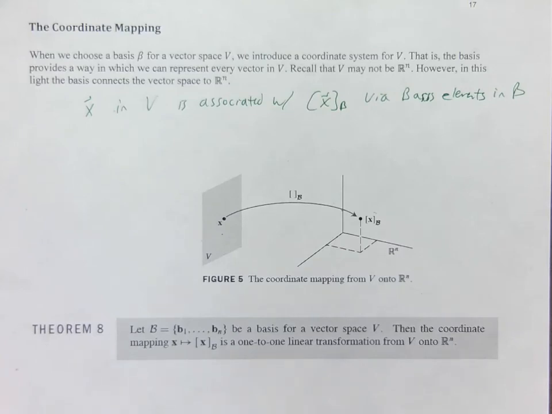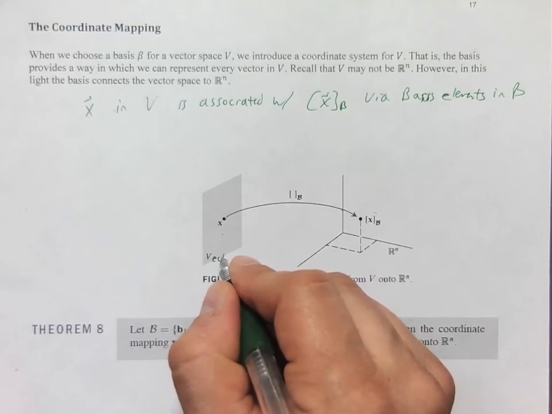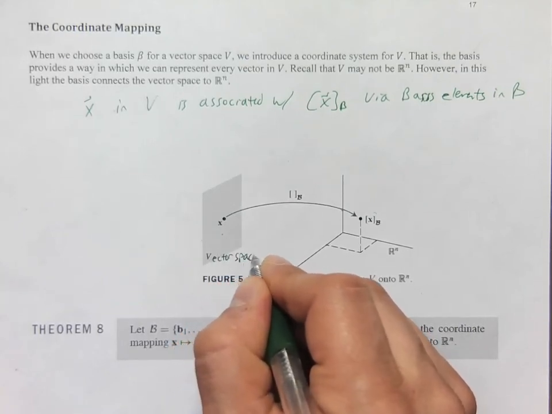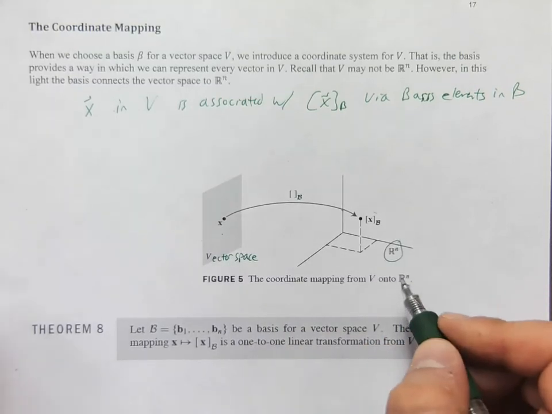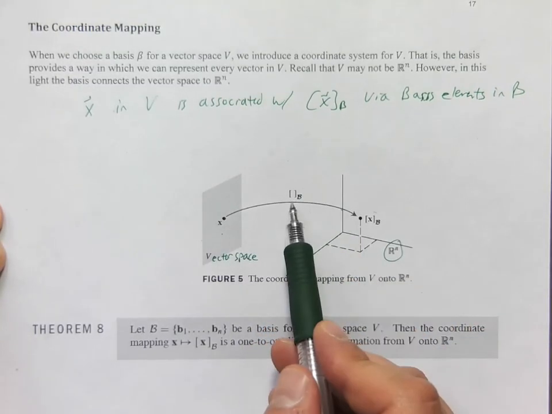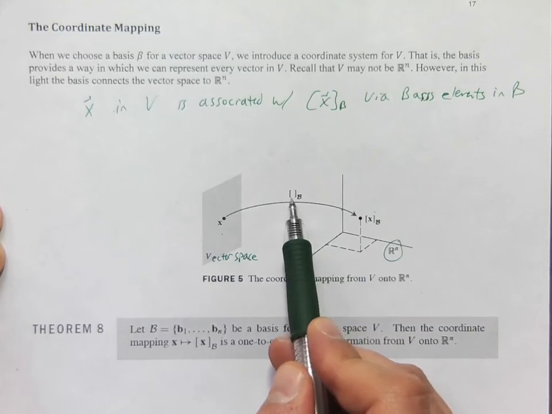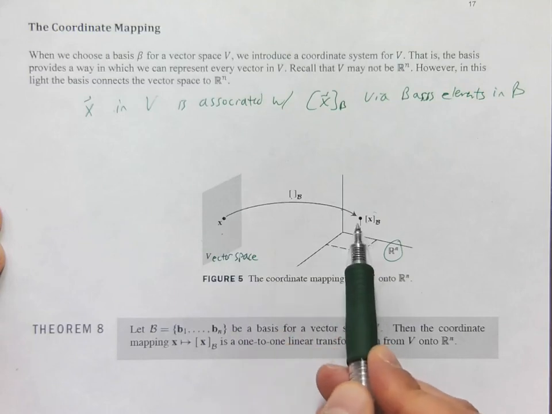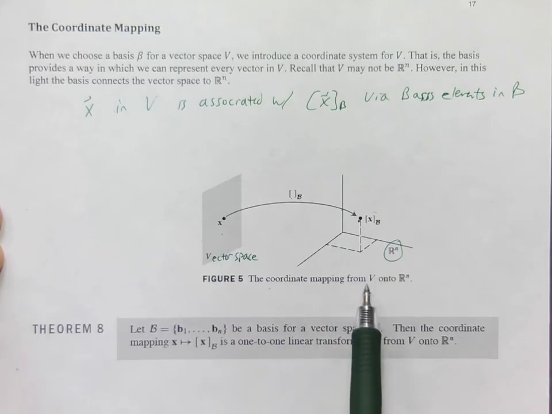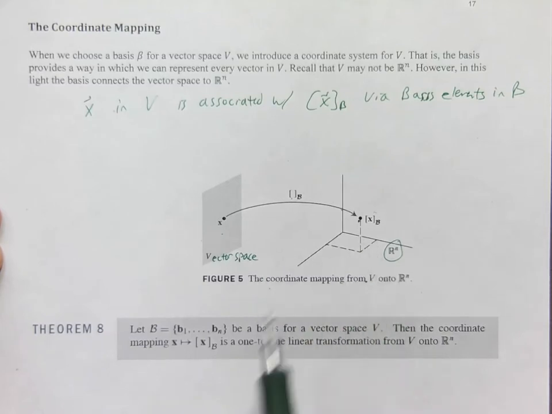And so the cool thing is what's being shown here, right? V is the vector space that we're talking about, and then this is obviously Rn. And this is the coordinate mapping, right? The coordinate mapping is telling you how you can relate things in the vector space to some vector in Rn. So it's mapping V, the vector space, onto Rn.